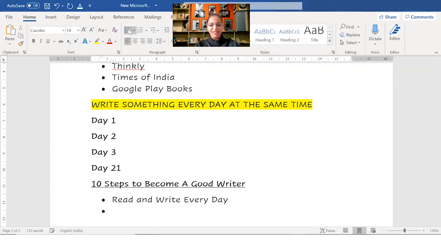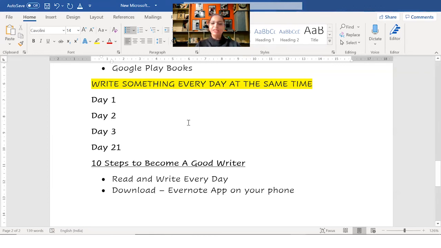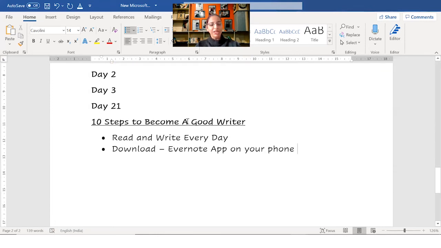So what you can do is download the Evernote app on your phone, so that whenever you have an idea, it doesn't go away. The idea of having the Evernote app on your phone is that the idea should never go away. You should never let go of the idea. It should be there, written. You can curate a story.